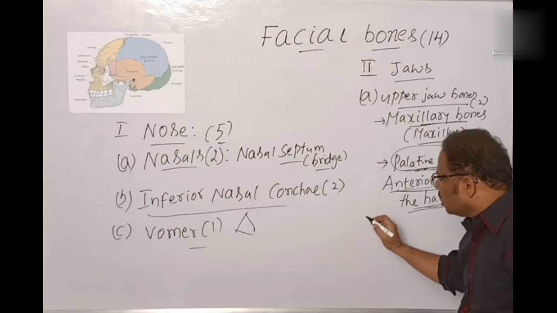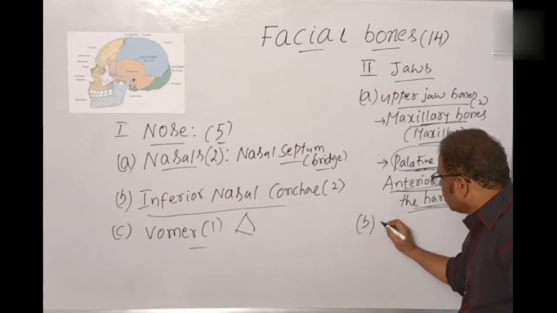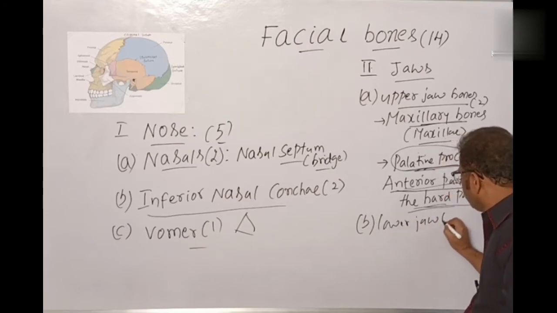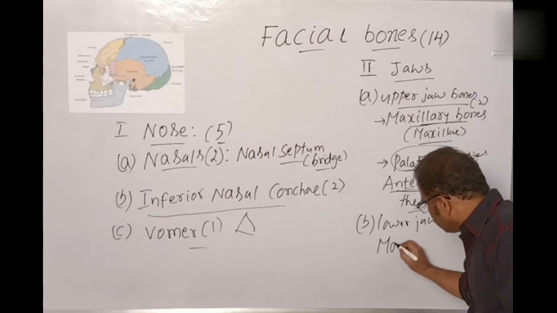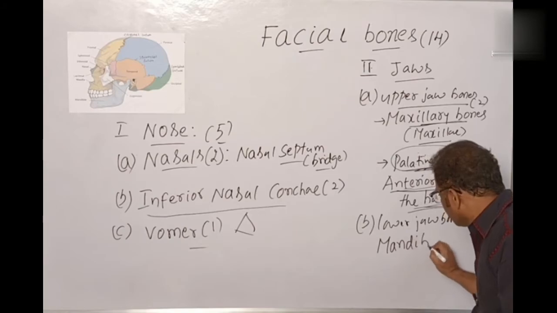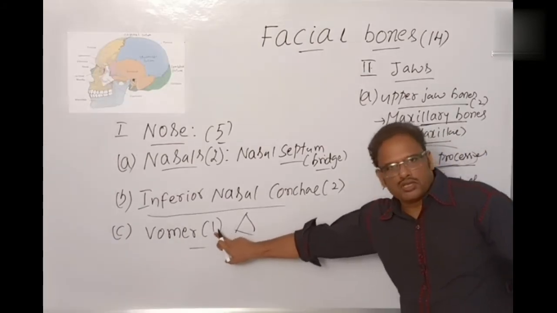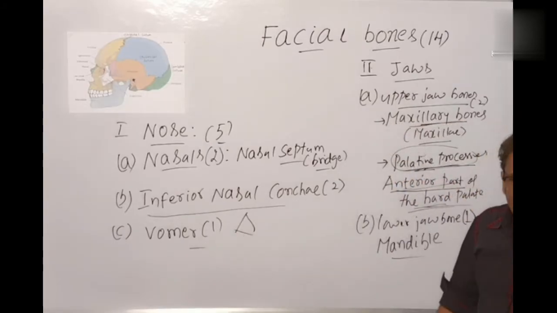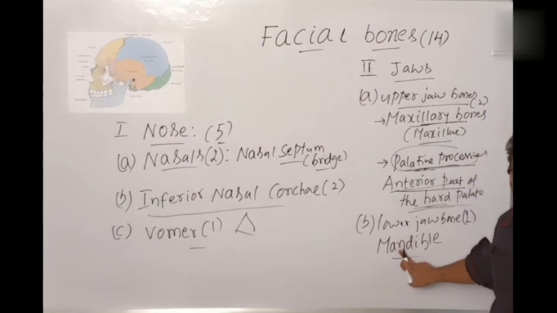Next is the lower jaw bone. Let's discuss it now. Are you ready, students? The lower jaw bone is a single bone called the mandible. Till now we have already had one single bone, isn't it? What is that? Vomer, the triangular bone, which is the base of the nose. And here is the mandible. Again, it's a single one. Getting your point?